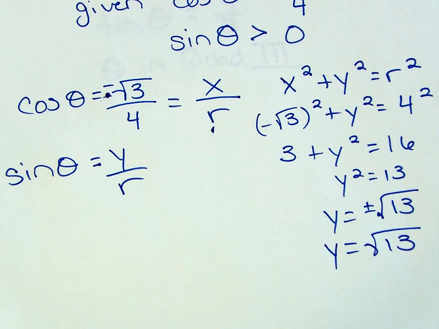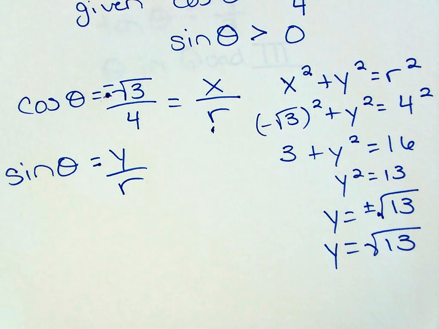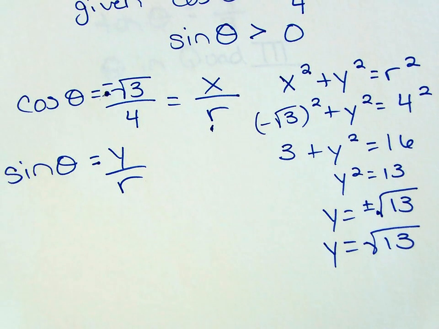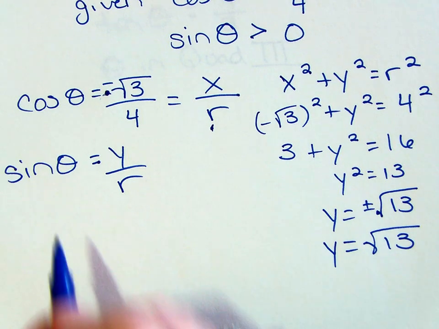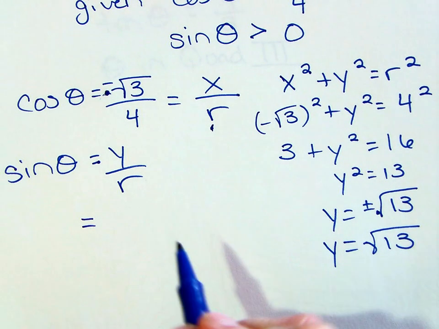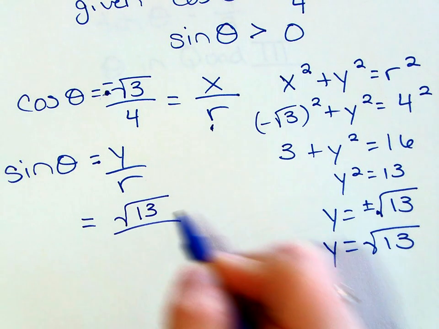So now really we have the exact same thing we had earlier with our triangle, only we didn't draw a triangle this time. We have our x value, we have our r value, we have our y value. We can figure out any trig function that they ask us to at this point. But the ones that they asked us for was sine and tangent. So if sine is y over r, well, the y we just found was the square root of 13. The r was 4. There's nothing left to do on that one.